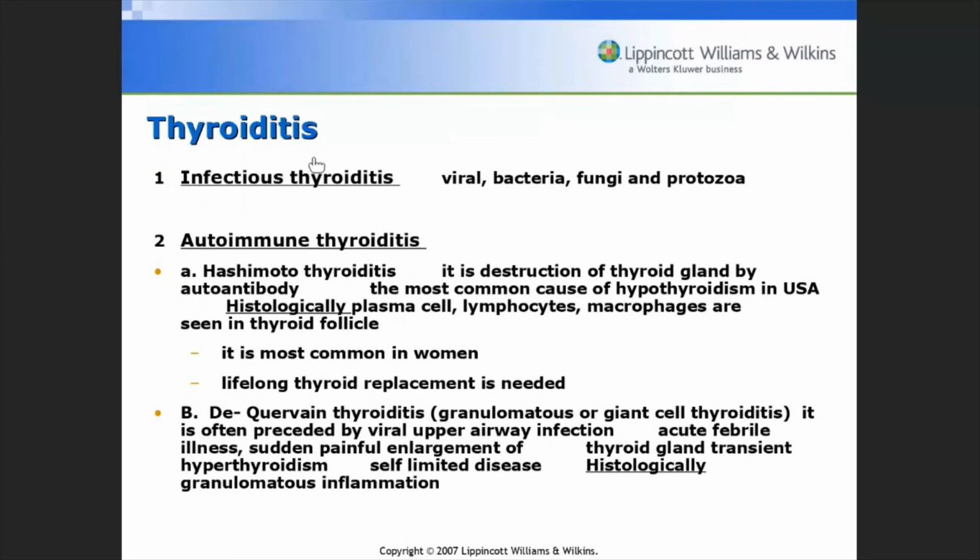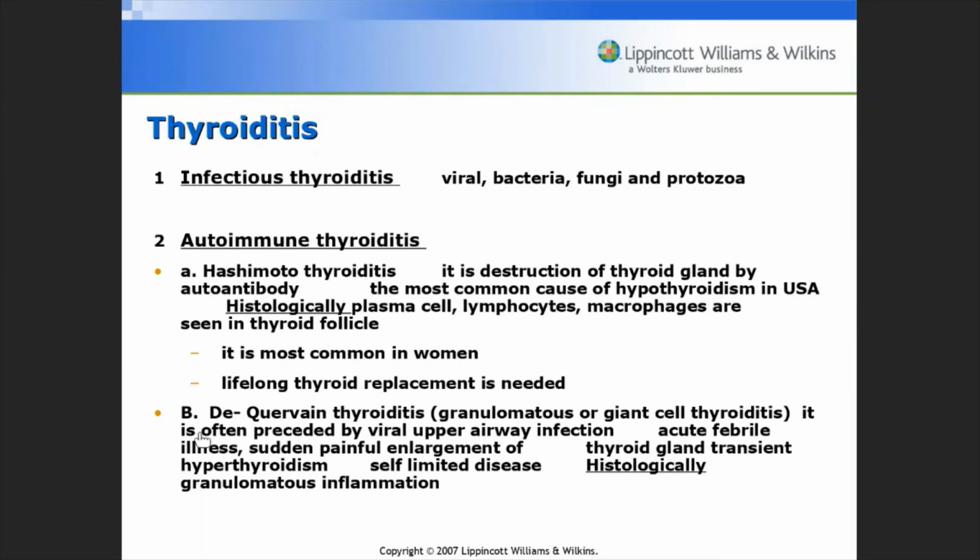All right, there are different causes of thyroiditis, or inflammation of the thyroid, that could result in hypothyroidism. Infectious thyroiditis is caused by either bacteria, viruses, and so forth. But if it's an autoimmune disease, we consider this Hashimoto. Okay, Hashimoto is the most common one I would probably use in terms of hypothyroidism. It's the destruction of the thyroid gland by autoantibodies. You see that the most common cause of hypothyroidism in the United States is Hashimoto disease. Again, it's very common in women.